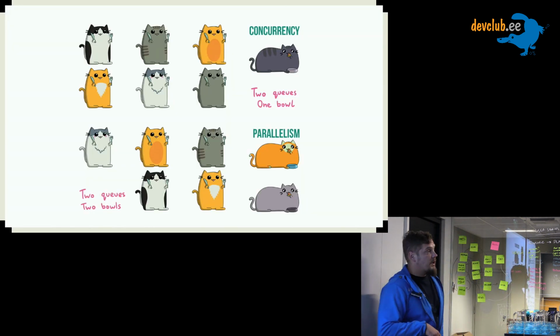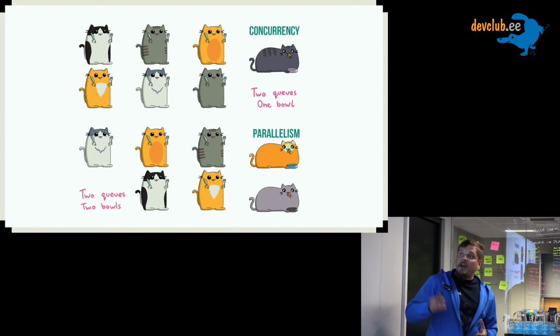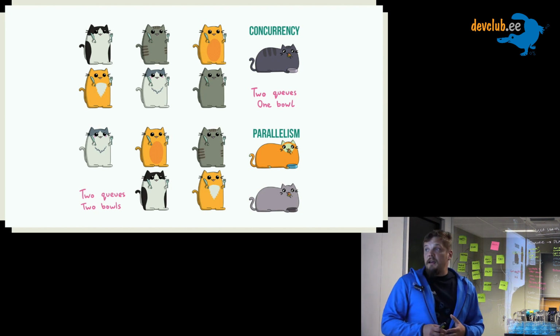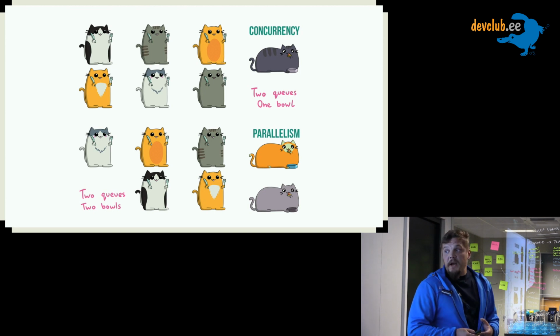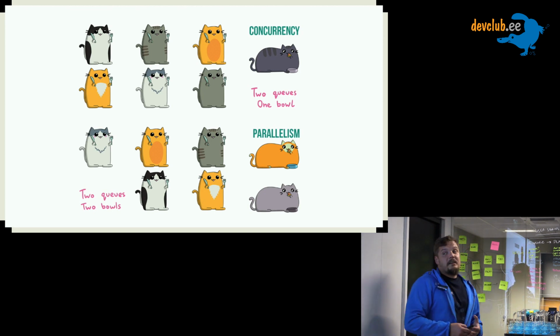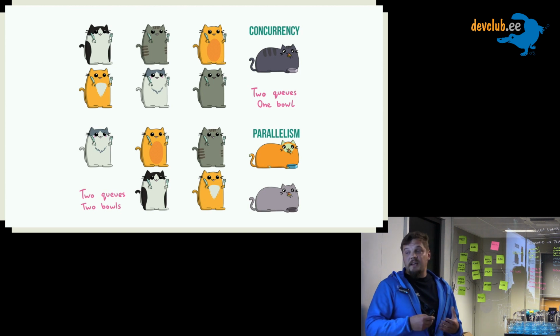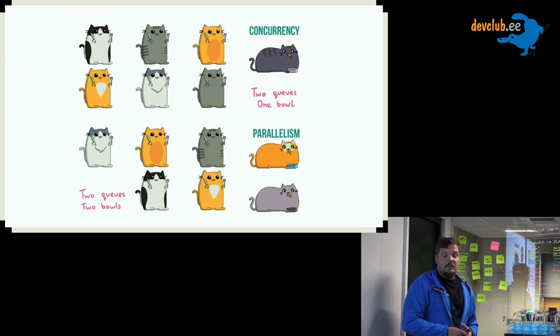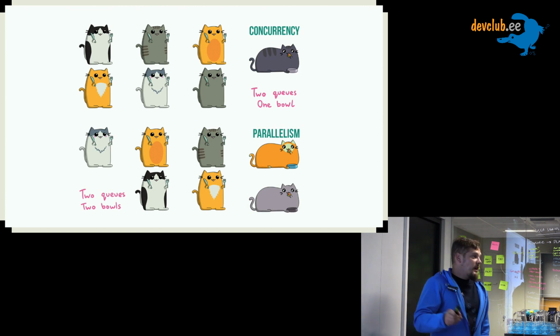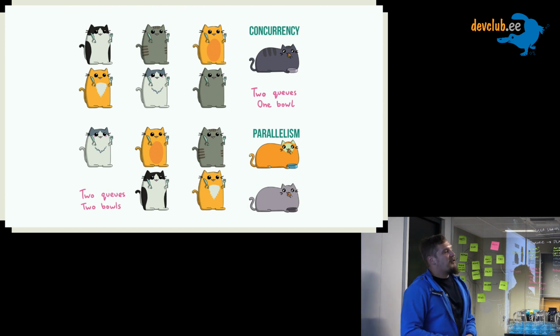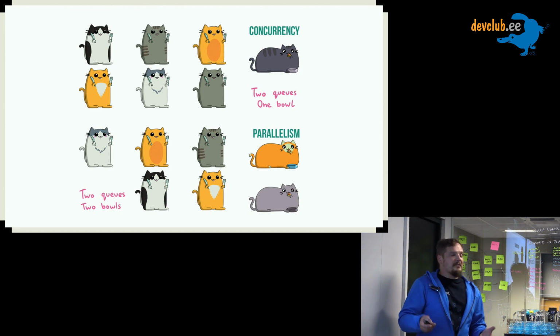Shortly, we can see the difference like this: we have one bowl and two queues of kittens. In concurrency, only one kitten at a time can eat from one bowl. In the parallel way, there are two bowls, and at a time two kittens can eat. But what is missing in this picture is a cat owner, and the cat owner is the operating system, which reschedules kittens based on a strategy.